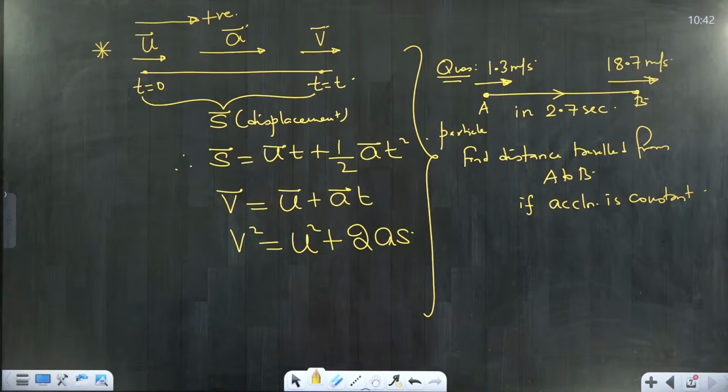Sayyid Fayam, first find acceleration. Change in velocity means v minus u. Okay, Sayyid Fayam, by using the second equation v equals u plus at, first find acceleration. Right. Anyone else?